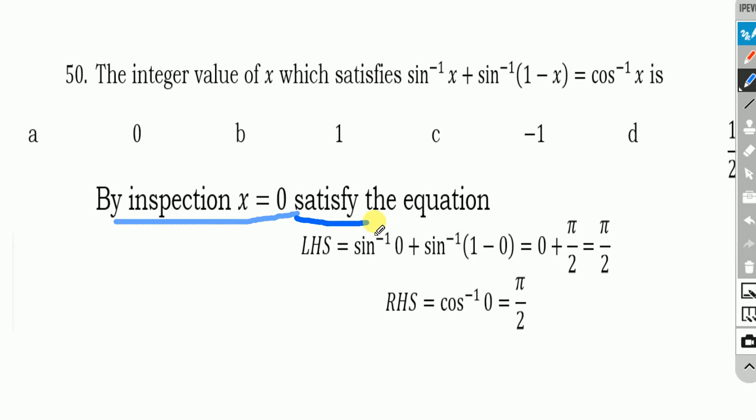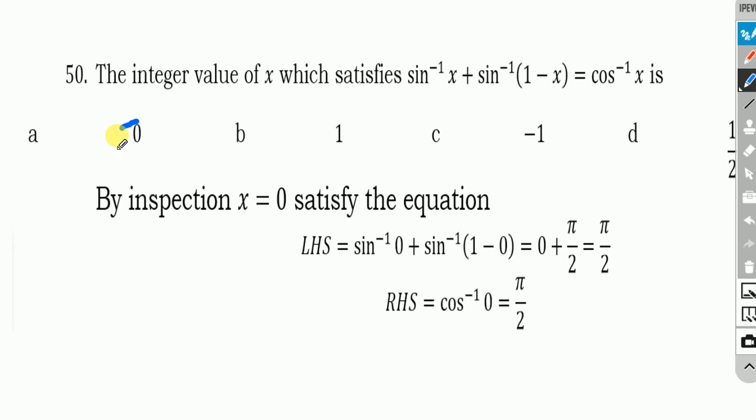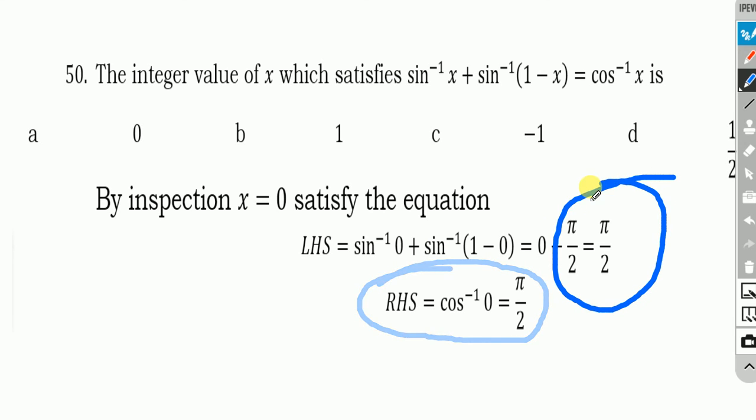When you consider option A, that is when you put x equals 0, I have sin inverse 0 here, sin inverse of 1 minus 0 here. So sin inverse of 0 is 0 and sin inverse of 1 is pi by 2. When you put x equals 0 on the right hand side, cos inverse of 0 is also pi by 2. The LHS is also pi by 2 when x equals 0. So therefore option A is the right answer.